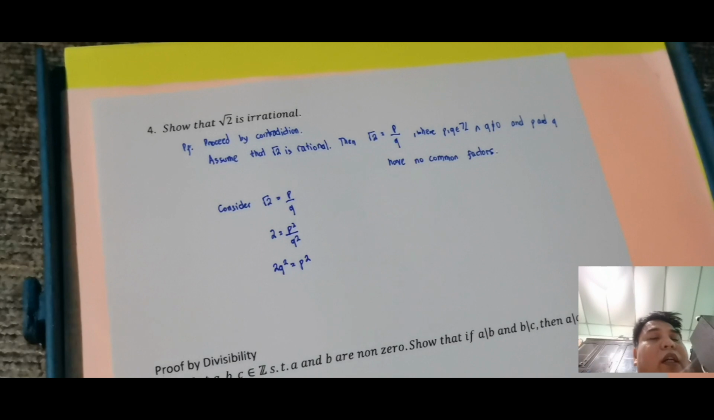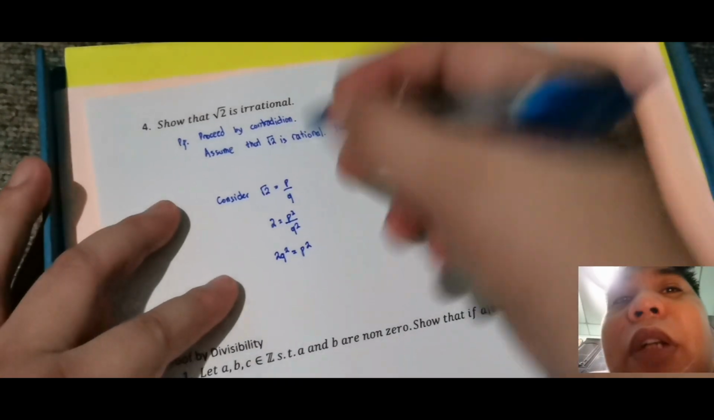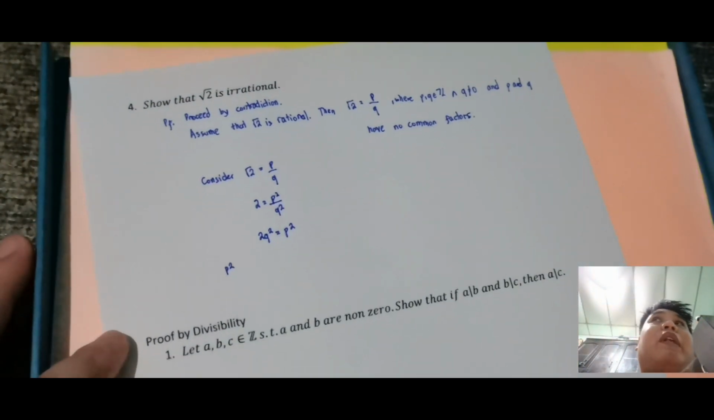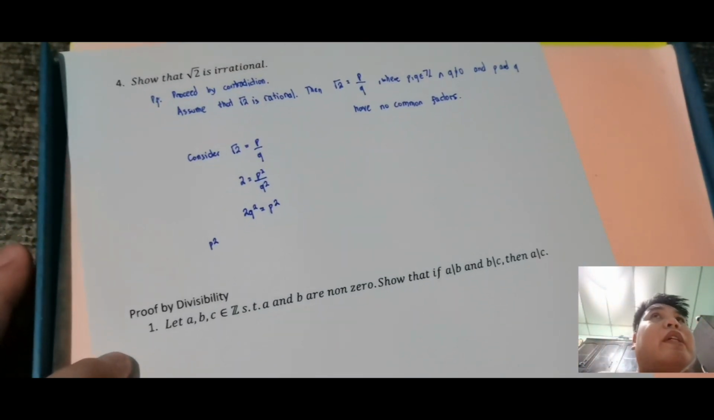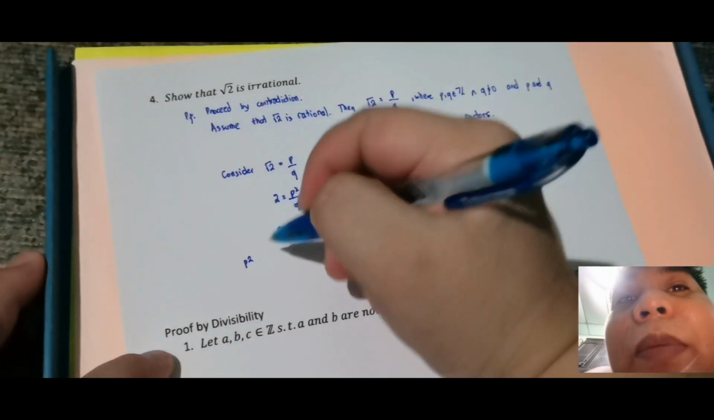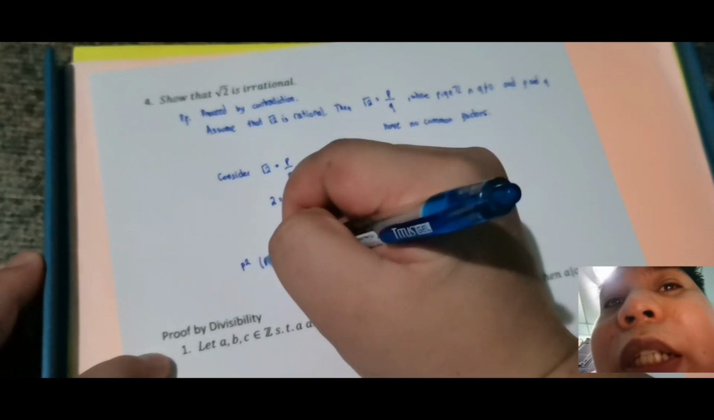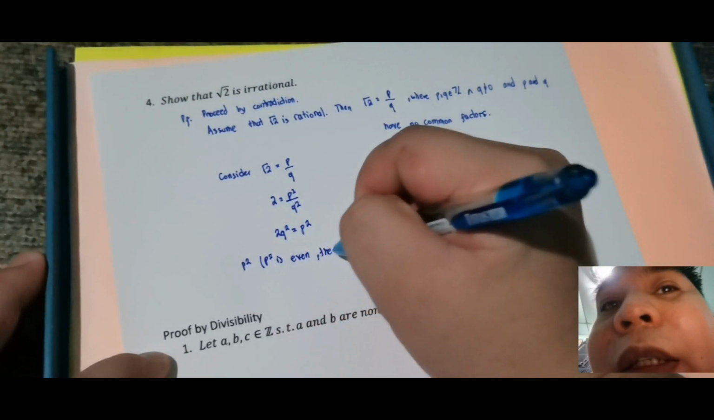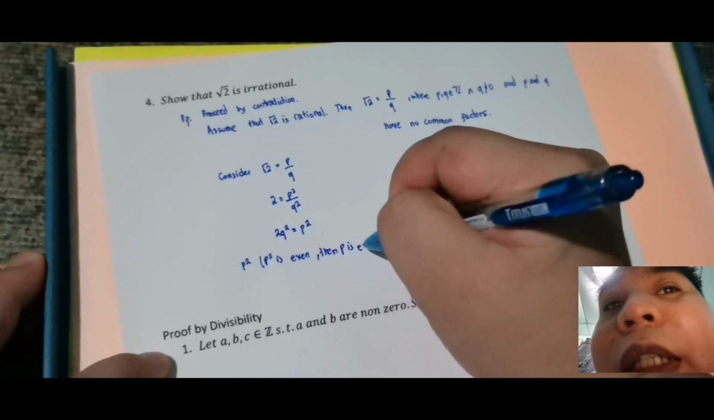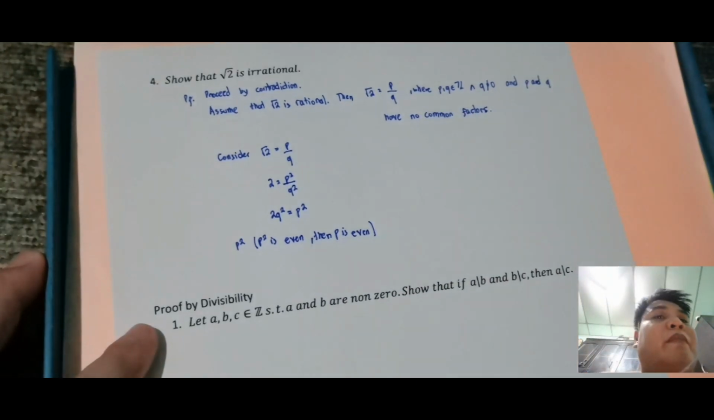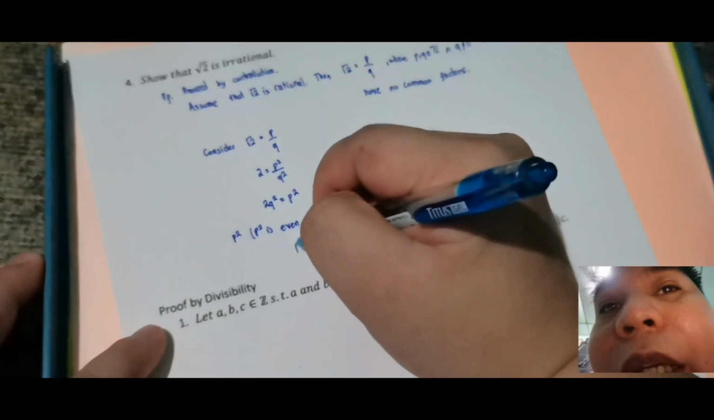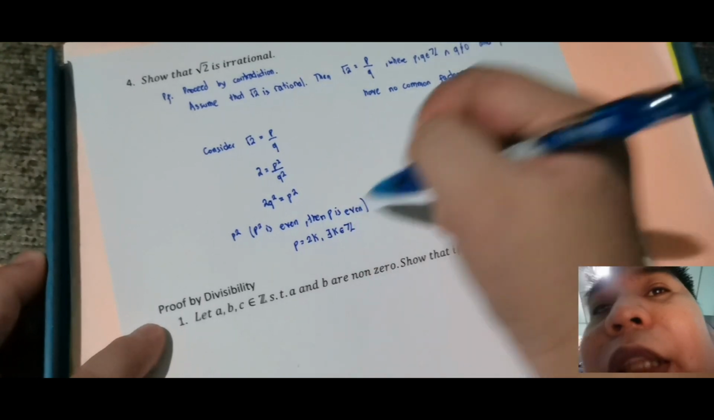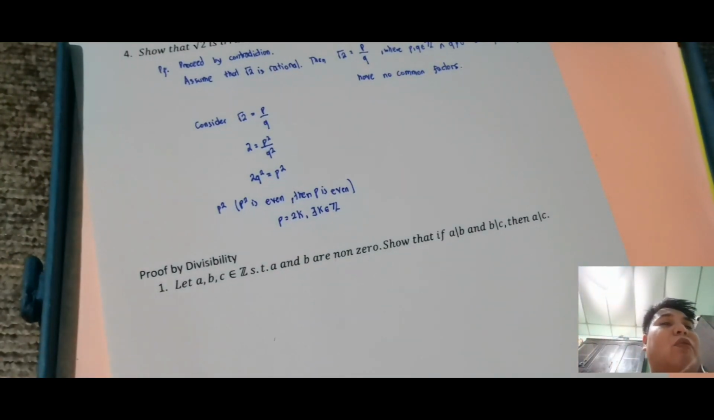Okay, ulit ha, ano nangyari? 2Q squared is equal to P squared. So, ano masasabi mo kay P squared? Si P squared, by previous example, ang sabi, if x squared is even, then x is even. So, if P squared is even, then P is even. Tama? So, si P, pwede ko represent na P is equal to 2K for some K element ng integer. So, ulit ha, ang kinuha ko lang si P squared.